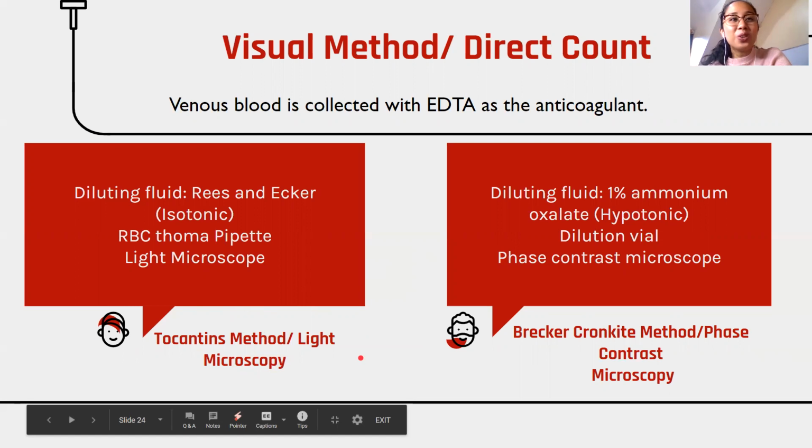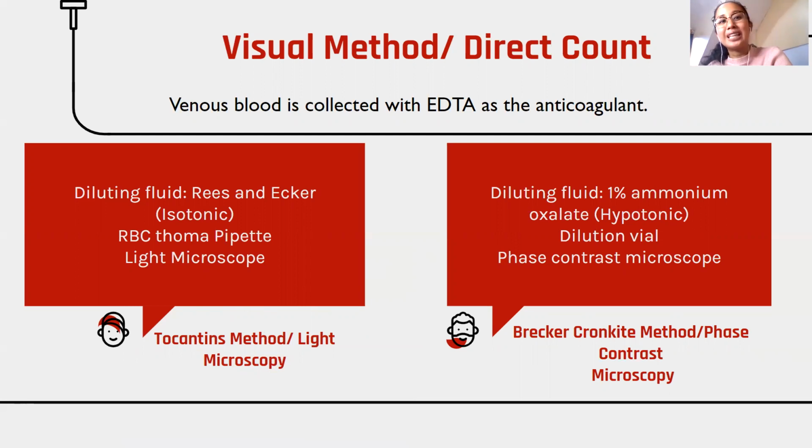Yan. So, the diluting fluid is Rees and Ecker fluid. So, pag narinig nyo ang Rees and Ecker, that's your Tongkantin method. In your 1% ammonium oxalate, class, that's your Brecker-Cronkite method. So, the equipment that we use is a phase contrast microscope. Yan. Ano ang pagkakaiba ng mga diluent?